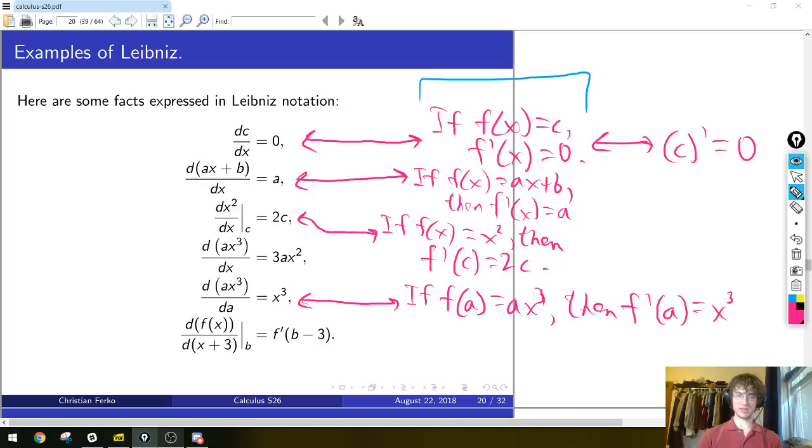What you do is you express the inside as x plus 3 minus 3, you differentiate with respect to the plus 3, you replace the x plus 3 with a b, and you're left with the b minus 3. So this is the Leibnizian version of that example.